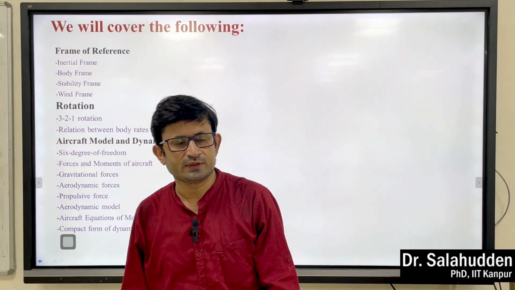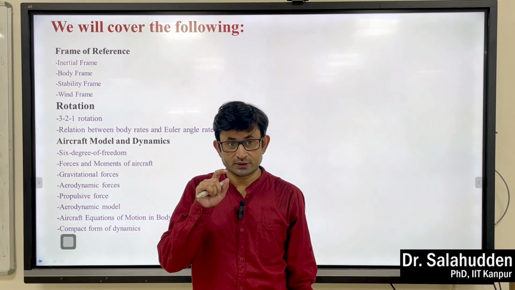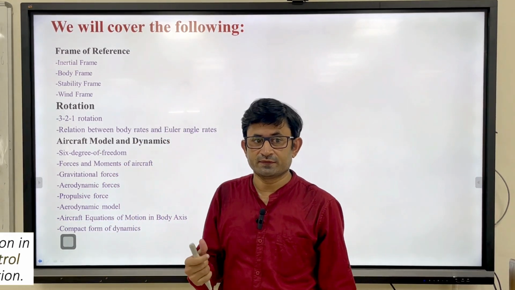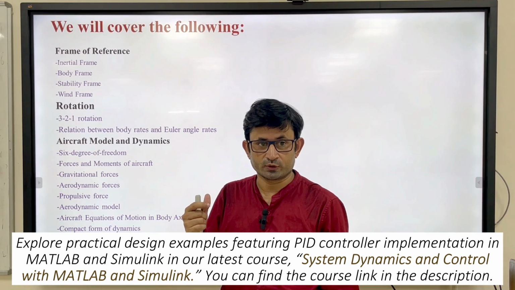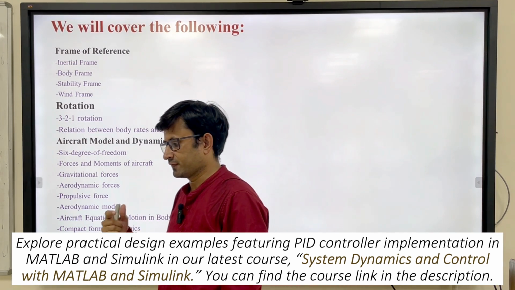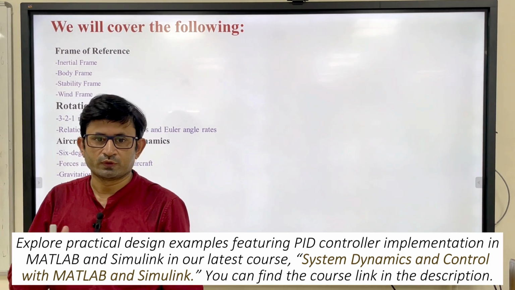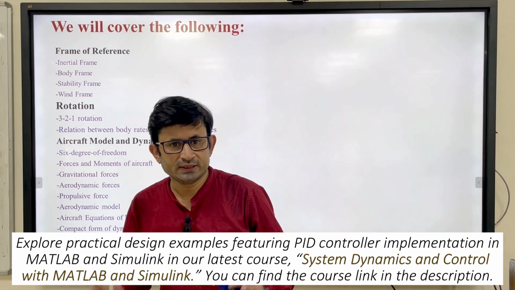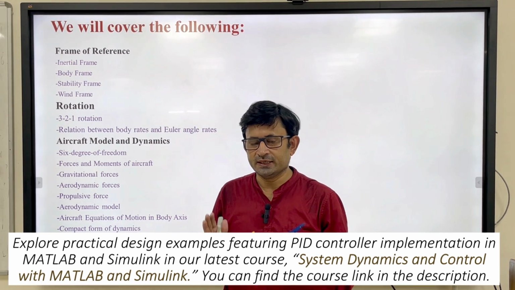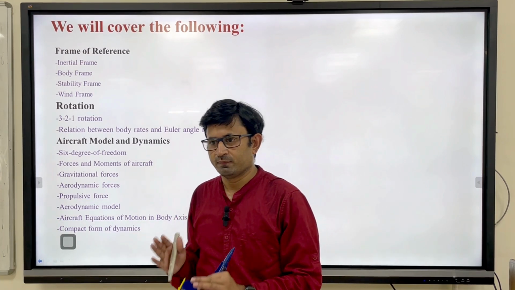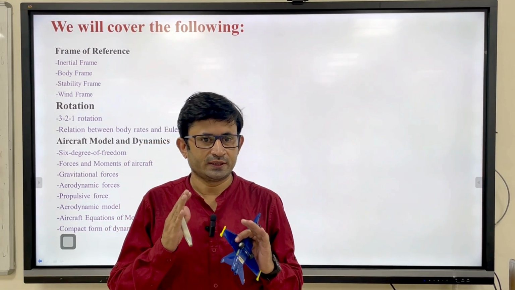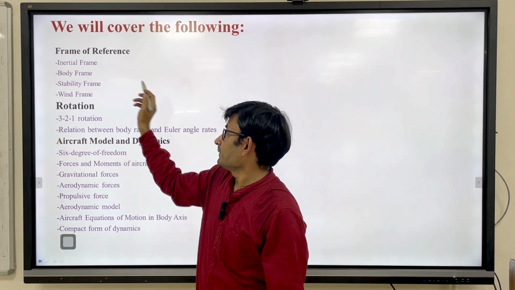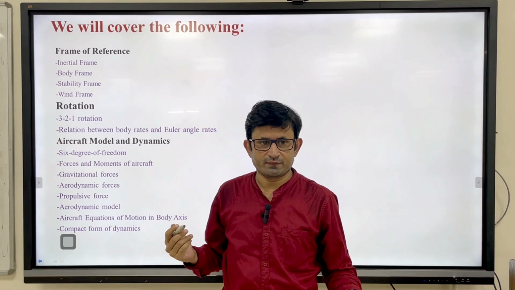In the last class we saw the introductory part of six degrees of freedom, where we started with a very simple example, the pitching moment equation, and derived the transfer function. We also drew the closed loop for a pitch control loop. In this class we will study in detail what we mean by aircraft model and aircraft dynamics. First we need to understand the frame of reference, because frame of reference is what?